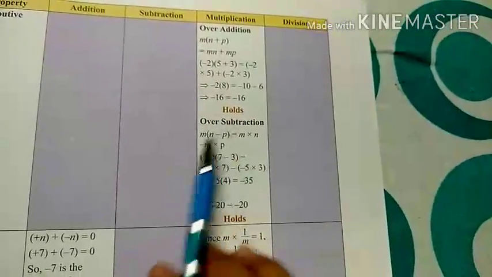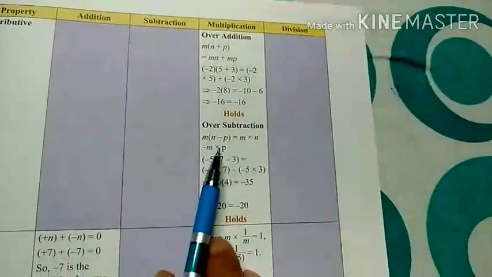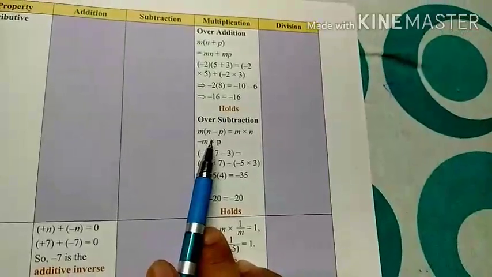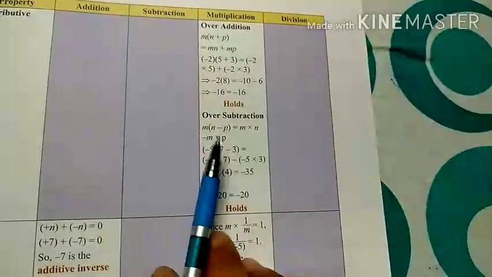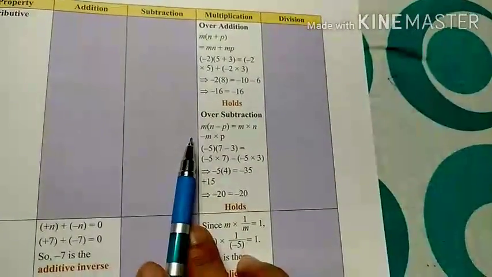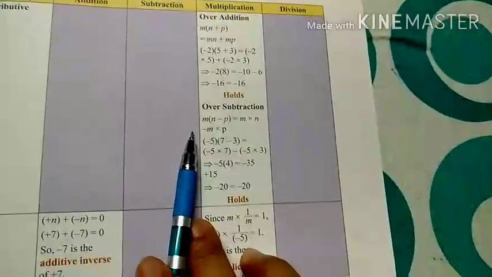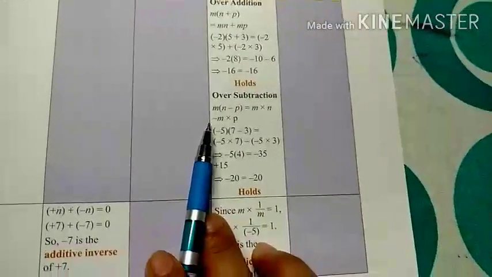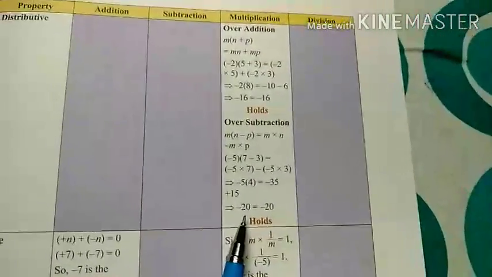Okay, property of subtraction means instead of addition, if I put the subtraction sign, the condition is the same. First you subtract and after that you multiply by a number. Instead of this, if you multiply individually and subtract after that, you will get the same answer.